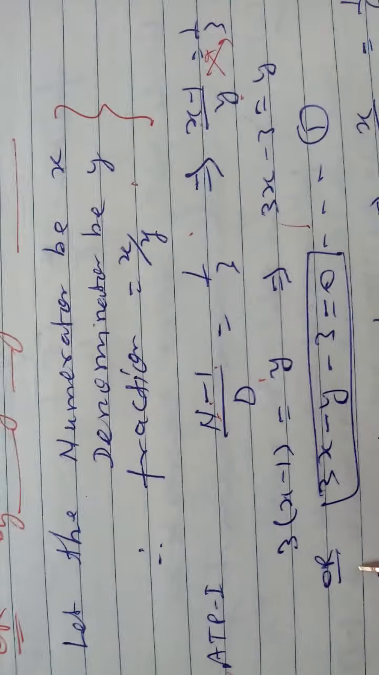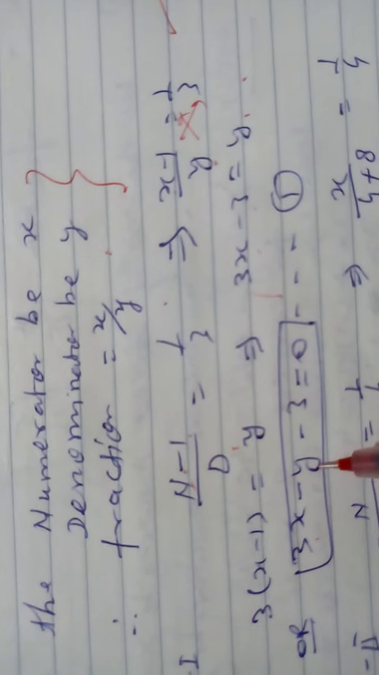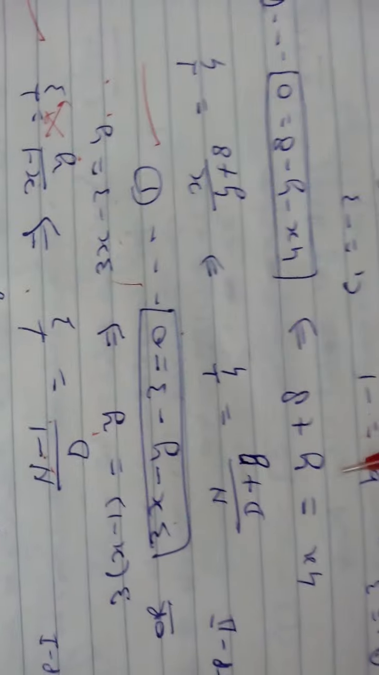Cross multiply, you are getting this. Then the equation is 3x minus 3 equal to y. Write in standard form: 3x minus y minus 3 equal to 0. It is equation 1.